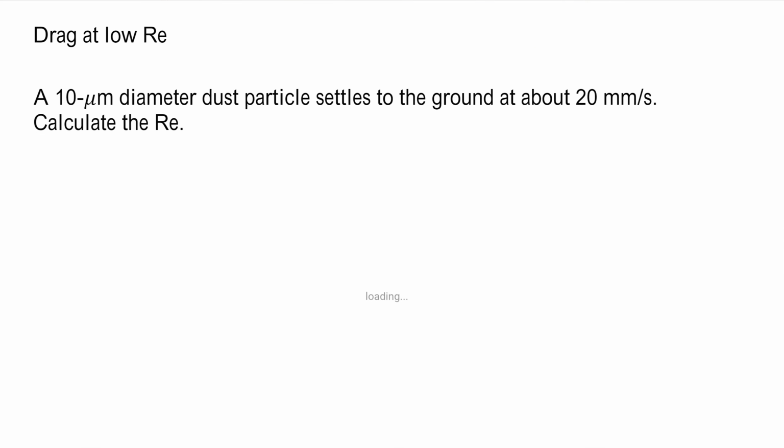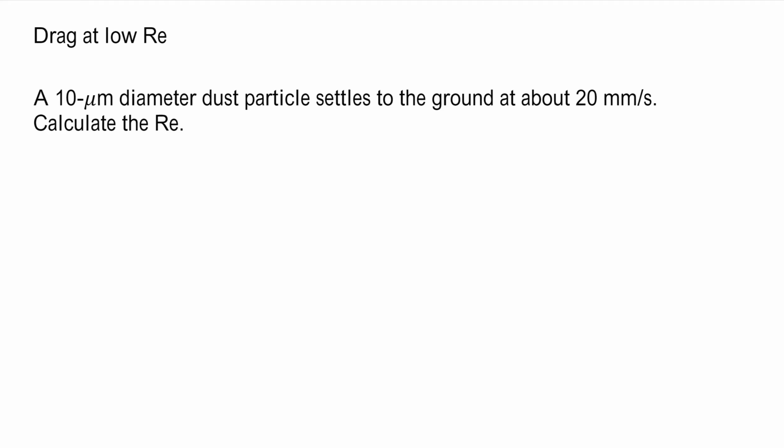Okay. So now drag at a low Reynolds number. So remember from before, a high Reynolds number means we have an inertial situation where the object is pushing the fluid out of the way. But if we have a low Reynolds number, then we have a viscous situation where the fluid is actually holding the particle up if it's trying to fall, or it's holding it back if it's trying to move forward, okay? So here we have the low Reynolds number situation.